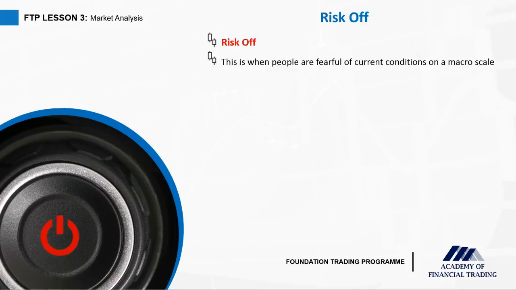So risk off is when people are essentially fearful of the underlying economic conditions. So this is when investors are in fear. They do not typically want to trade equities and would rather trade safer instruments. So this is typically caused by negative macro events like sovereign debt fears, or the risk of a default occurring.